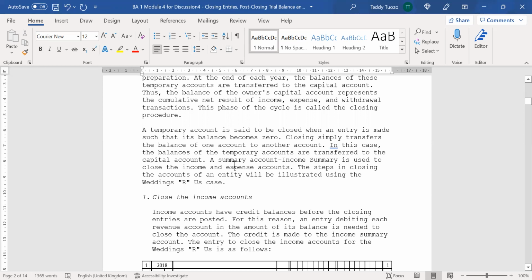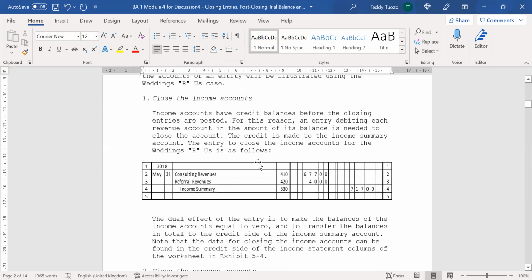A summary account, the income summary, is used to close the income and expense accounts. This is the one that I've said. The steps in closing the accounts of an entity will be illustrated using the Weddings R Us case. First is to close the income accounts. Income accounts have credit balances before the closing entries are posted. For this reason, an entry debiting each revenue in the amount of its balance is needed to close the account. The credit is made to the income summary.